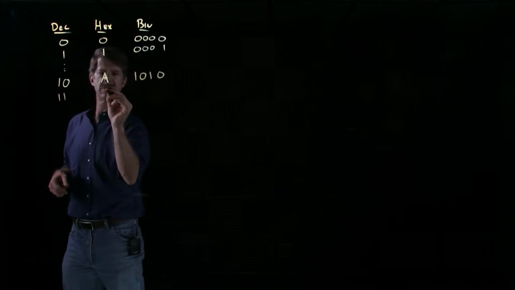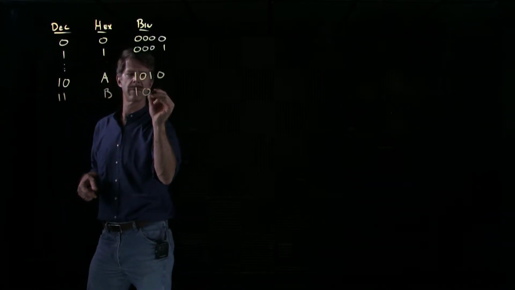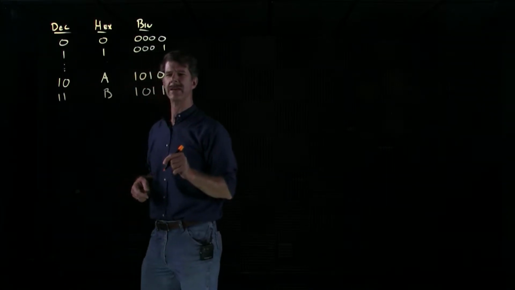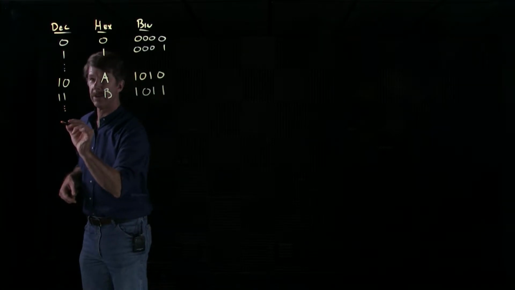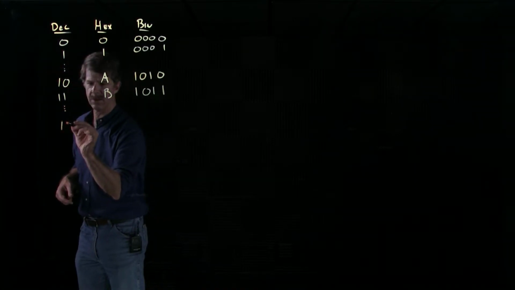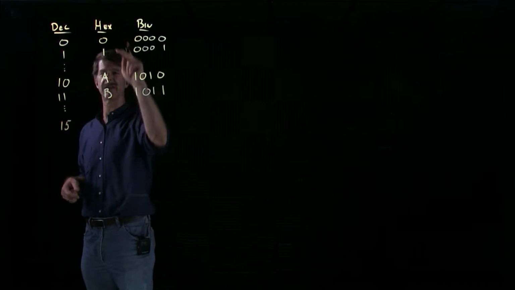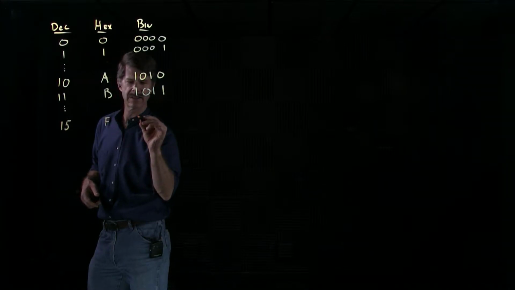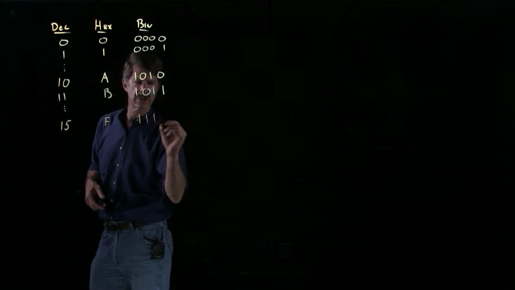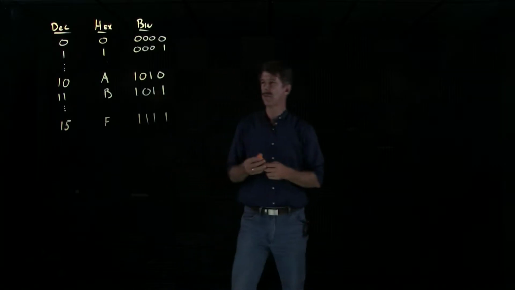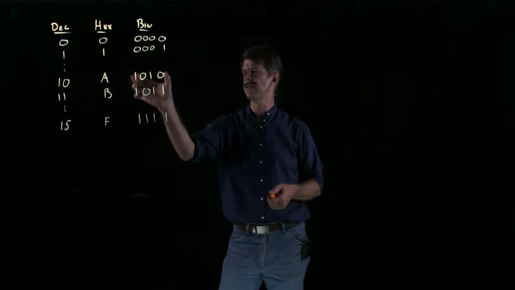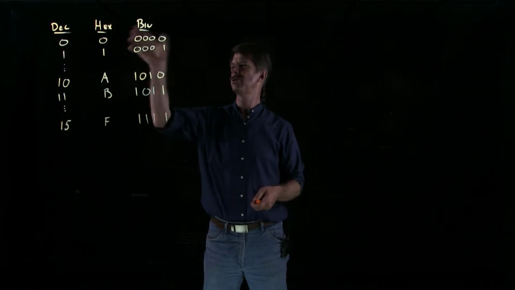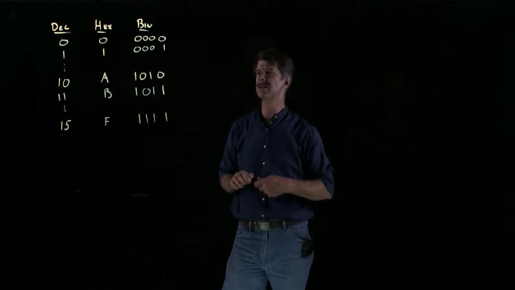And 11, which is B, looks like 4 plus, sorry, not 4, 8 plus 3. Up here at 15, which is the largest hex number we can represent, because it goes 0 to 15. That must be F, the last hex digit, and that's 8 plus 4 plus 2 plus 1. So the point is, you can take any chunks of these, or nibbles as they're sometimes called, half of a byte, and you can simply translate them one-to-one into hex digits.